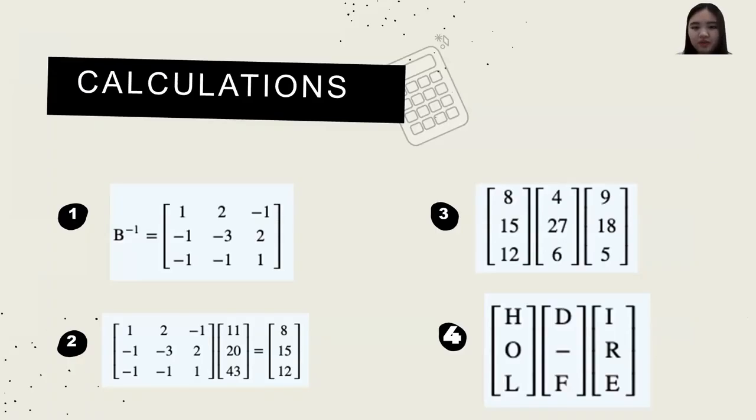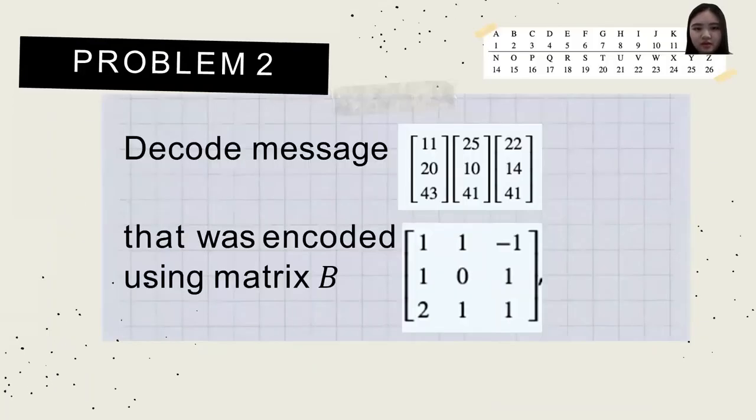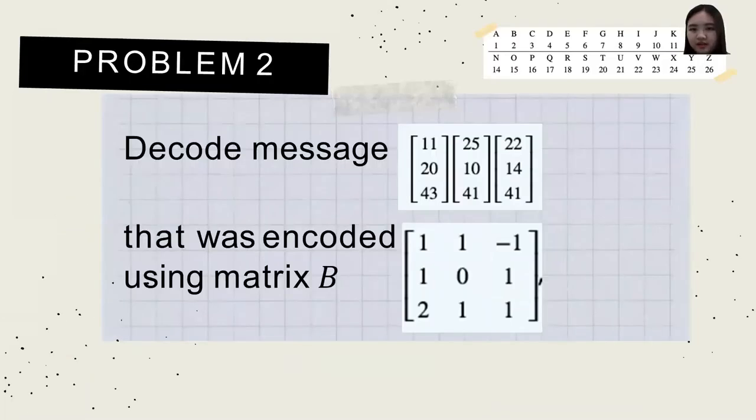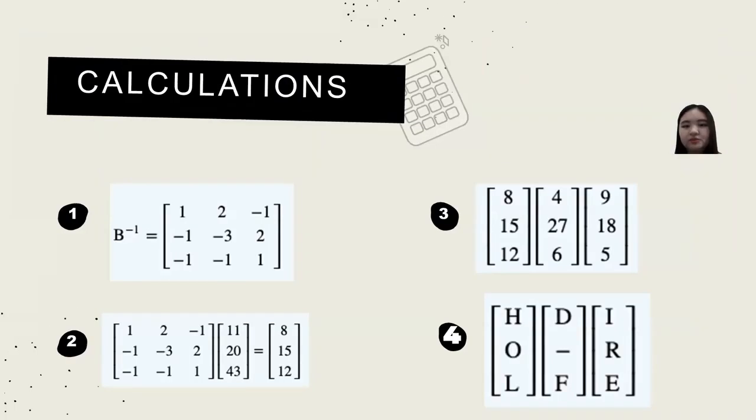the resulting values after we have applied all the matrices here with the inverse of matrix B, and we get these values. So now what we have to do is just replace all these numbers with their corresponding letters, based on the table here. So the final message that we get here is hold fire.